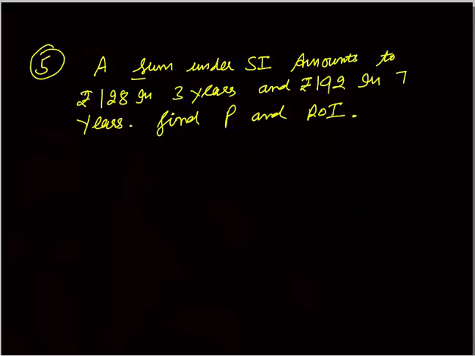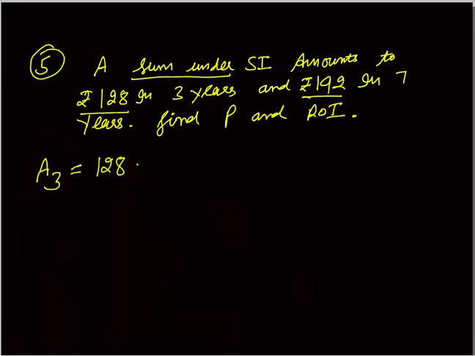Next example, example number 5. A sum under simple interest amounts to rupees 128 in 3 years and 192 in 7 years. This is the amount. You need to find the principal as well as rate of interest per annum. So it is given to you amount A3 is equal to 128, amount after 3 years.